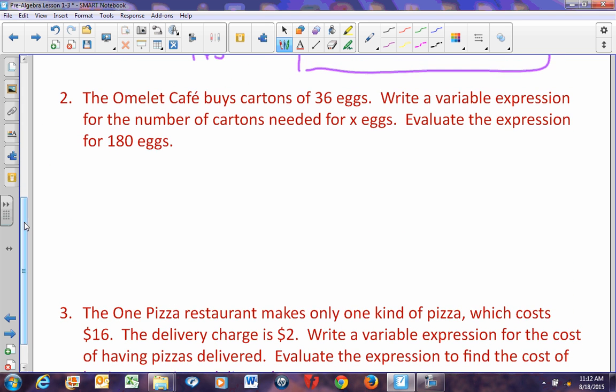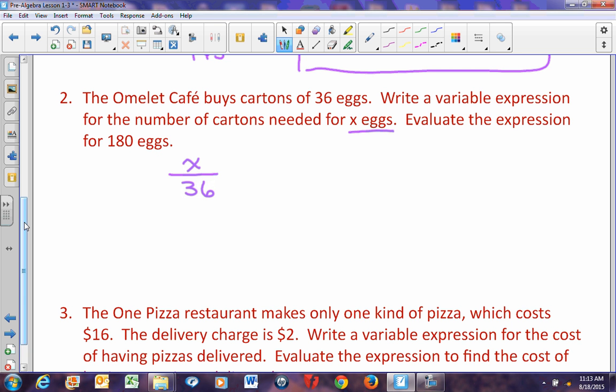And another one. The Omelette Cafe buys cartons of 36 eggs. Write a variable expression for the number of cartons needed for X eggs. Okay? We're talking about X eggs, not X cartons of eggs. X eggs, which means if they buy them in cartons of 36, how am I going to figure this out? It has to be division. So X divided by 36, and we do it algebraically, not mathematically, which means we use the fraction bar versus the division symbol for division. X over 36 is my expression for the number of cartons.